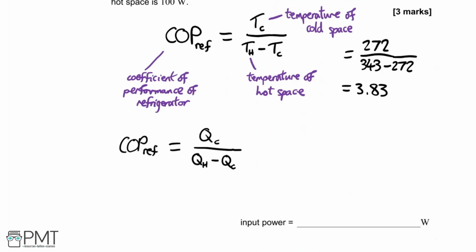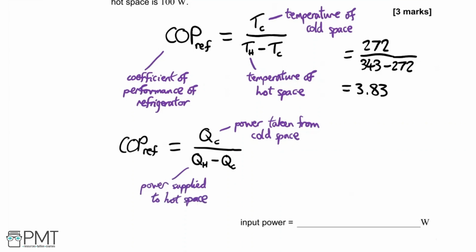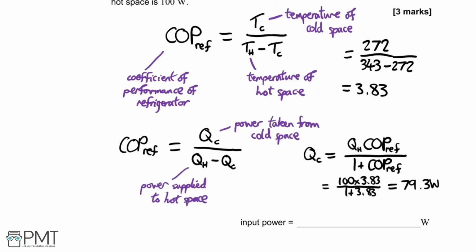Now this coefficient of performance of the refrigerator can be put into another equation. So we can look at this in terms of power supplies. So we've got the power taken from the cold region is QC, and then QH is the power supplied to the hot region, which is the 100 watts that were already given. So if we use this to work out the power taken from the cold space, and then the difference between the two will be the input power to the refrigerator. So we ended up with a value of 79.3 watts for the power taken from the cold region. So the difference between the two values is going to be the input power. And that gives us a value of 20.7 watts.